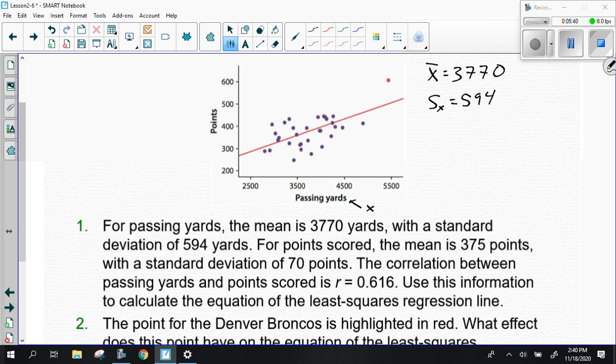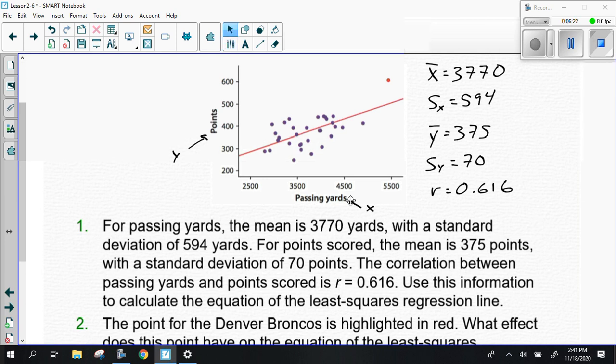It tells us that for points scored, so look at that, that's our y. The average is 375. While the standard deviation of y, it says, is 70 points. So it differs from the mean on average by about 70 points. The correlation we've been given is R equals 0.616. Let's use this information to calculate the equation of the least squares regression line.